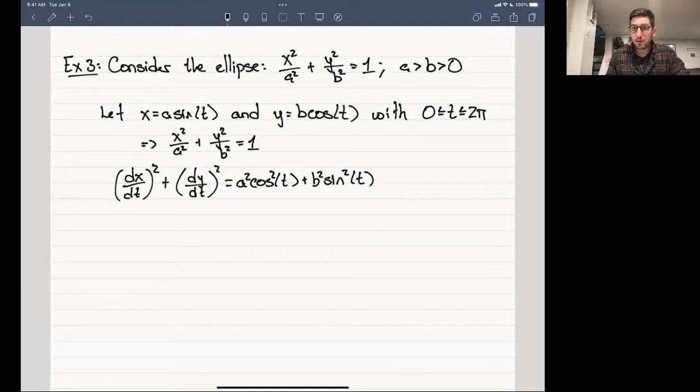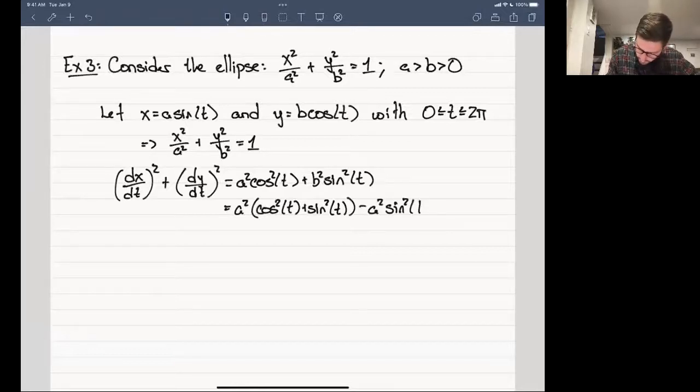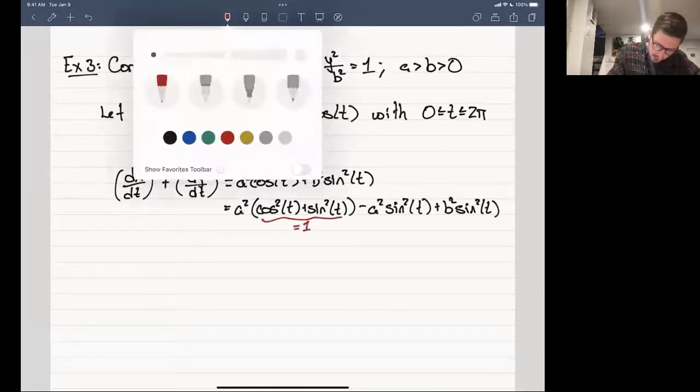So what is it that we can do? Well, we can add and subtract an a squared sine squared, pardon me. So you get this. And then plus, minus a squared sine squared plus b squared sine squared. Now, the Pythagorean identity comes in. We love it. We see it all the time.